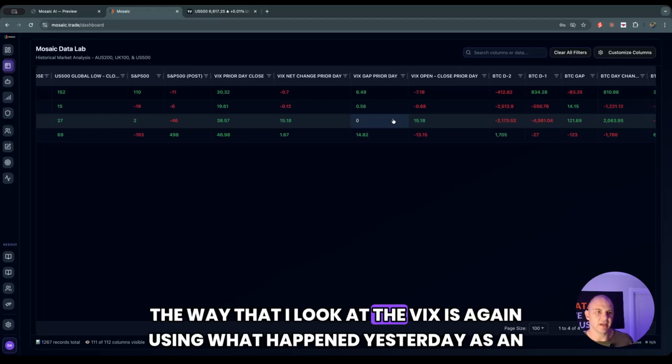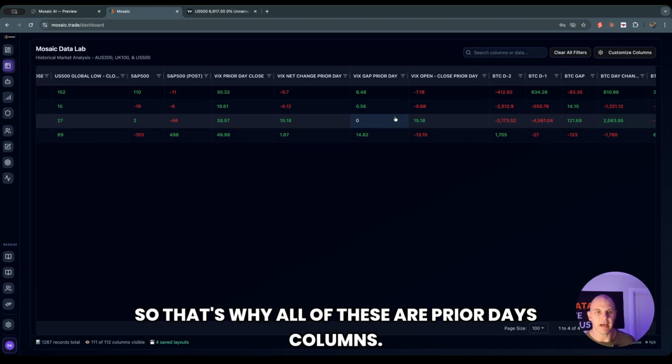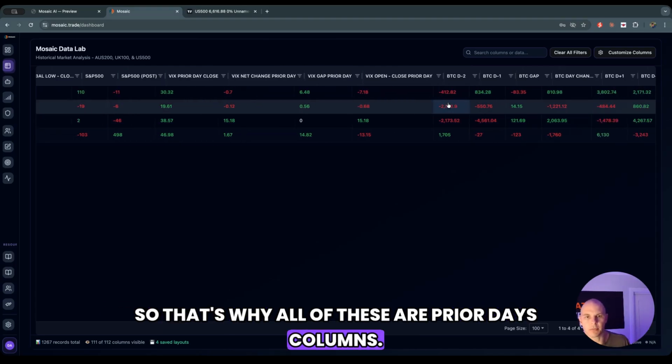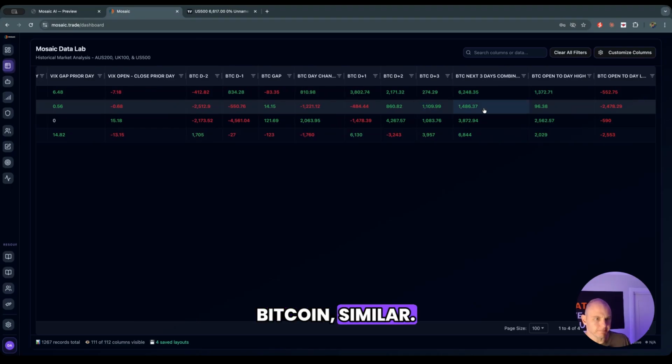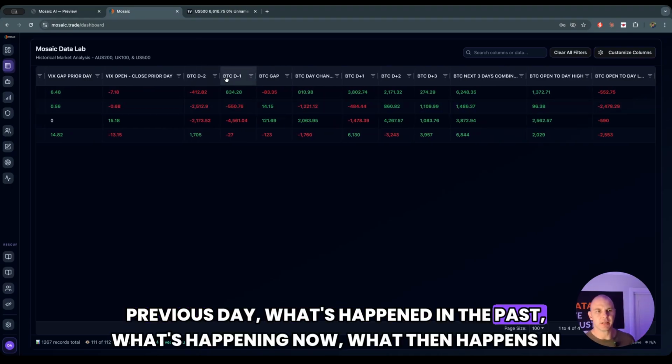The way that I look at the VIX is, again, using what happened yesterday as an overlay, particularly for the S&P, to see what happens today. So that's why all of these are prior day columns. Bitcoin, similar. Previous day, what's happened in the past, what's happening now, what then happens in the coming days.